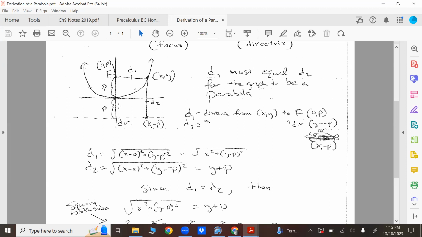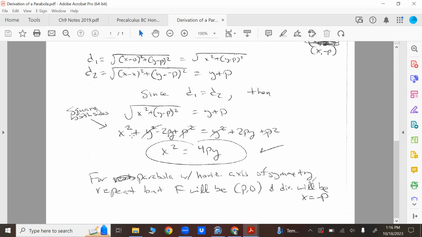So if I find D1, this with this, you get that. If I find D2, (x, y) with (x, negative P), these share the same x coordinate, a straight shot down, so you get y minus negative P. Does that make sense? I got D1 and D2 with the distance formula, and I'll share this with you guys, don't worry. Yeah, I know it's a lot going on here. Well, if I set these equal to each other, square both sides, and do some algebra, you get an equation with y equals something times x squared.